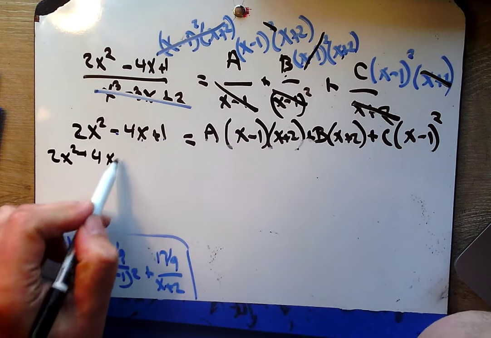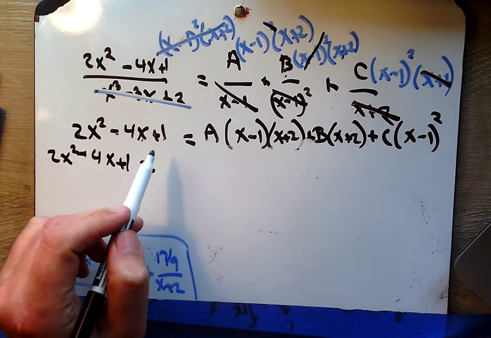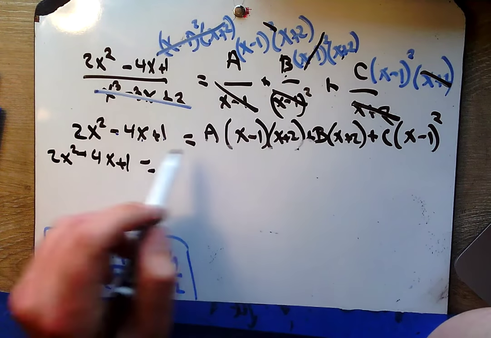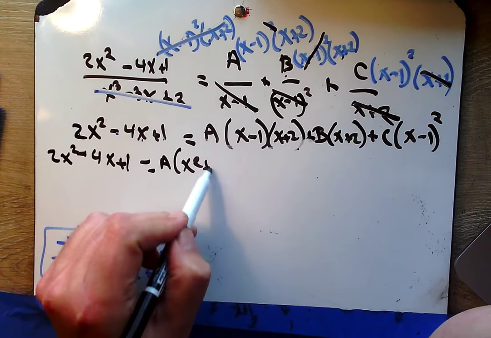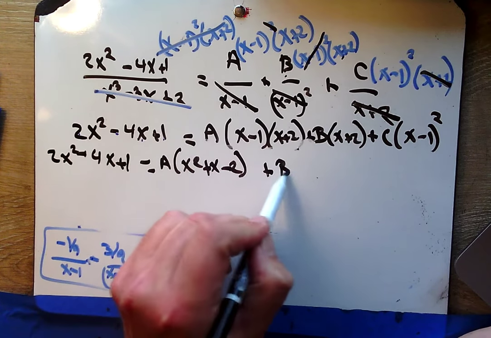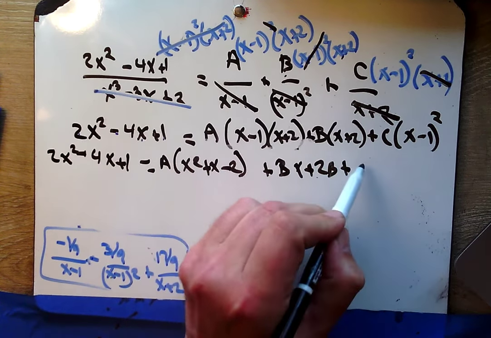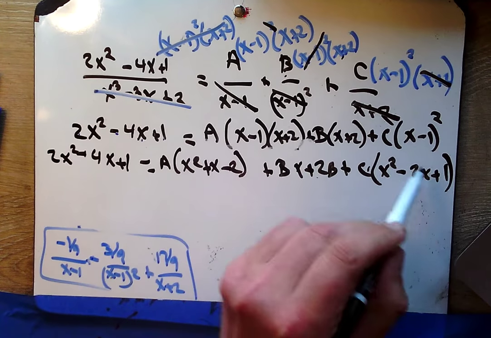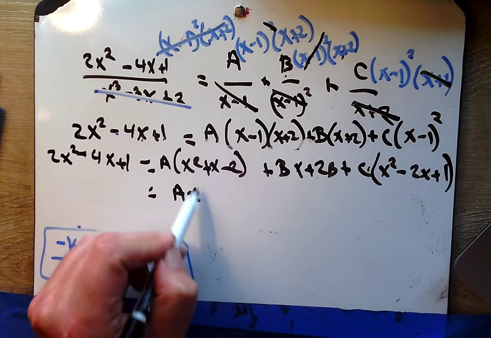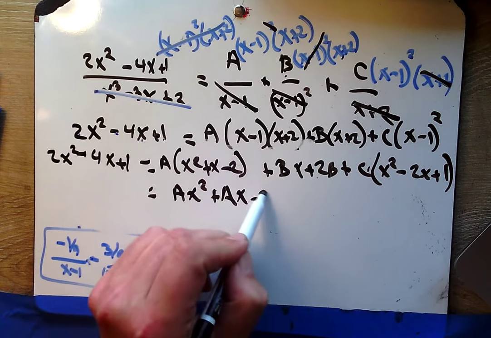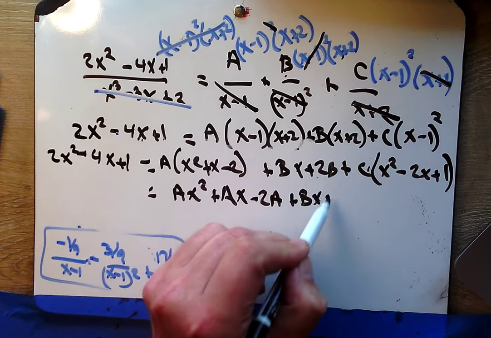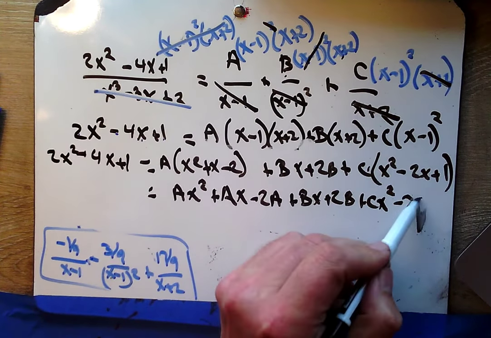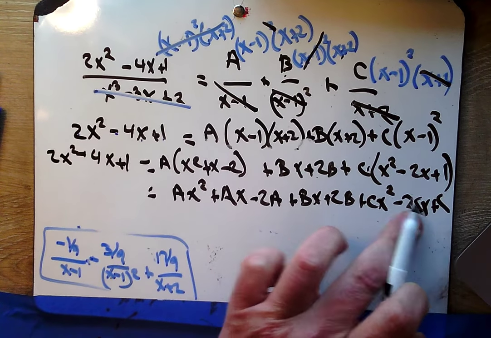2x squared minus 4x plus 1. And I had thought to do some systems here, right? The problem says try it both ways and see if you were right. So I'm going to have A times x squared plus x minus 2, plus Bx plus 2B, plus C times x squared minus 2x plus 1. I still have to do some distributing here and here. Ax squared plus Ax minus 2A plus Bx plus 2B plus Cx squared minus 2Cx plus C. Whew.